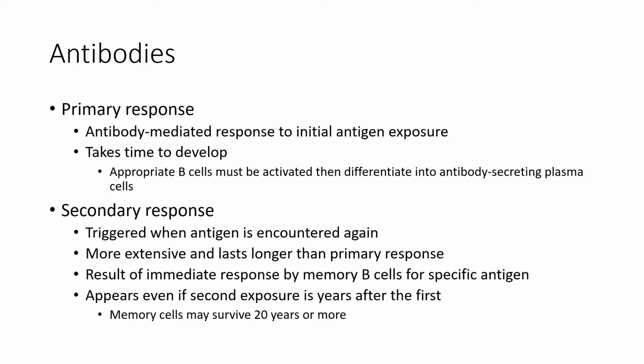The secondary response is going to be triggered when antigens encounter whatever it is that they encountered the first time, right? More extensive process, and it will last longer than the primary response. The results of immediate responses are going to be by memory B cells for specific antigens, and it will appear even if the second exposure is years after the first. And this is where I've been talking about those little adorable cells that I imagine with their little scrapbooks. But memory cells can survive for about 20 years or more, sometimes your whole life.